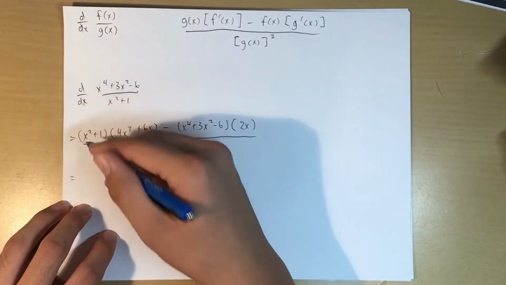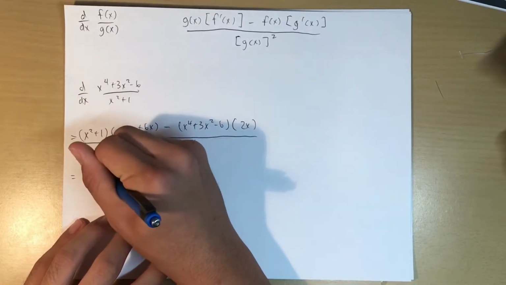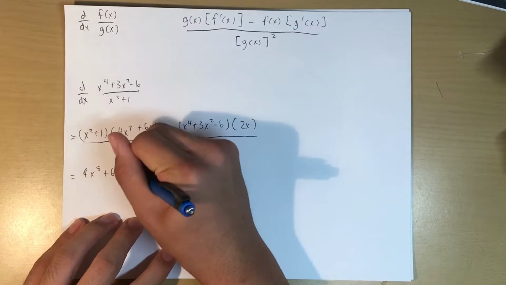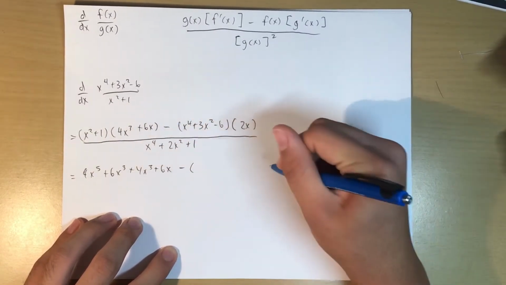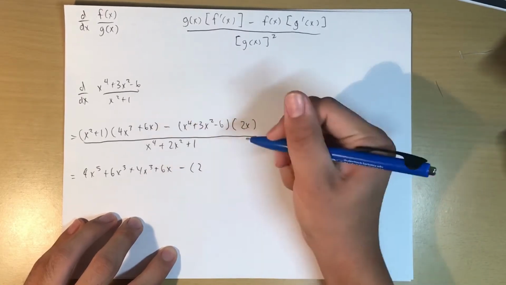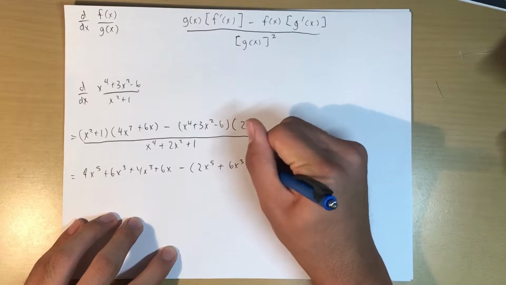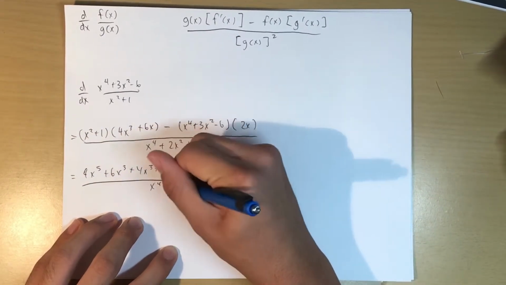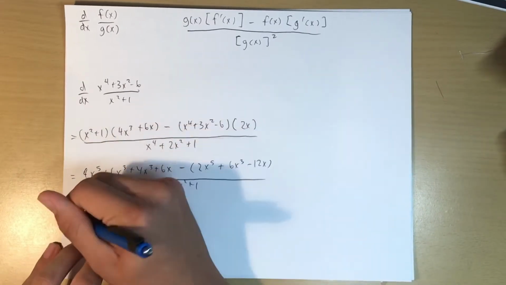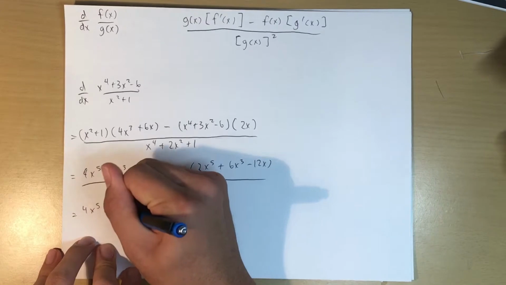Okay, so now let's distribute these two. So we get 4x to the 5th plus 6x to the 3rd plus 4x to the 3rd plus 6x, minus 2x to the 5th plus 6x to the 3rd minus 12x, divided by x to the 4th plus 2x squared plus 1. And then now we can distribute this negative sign.